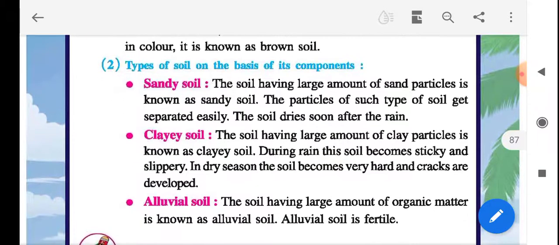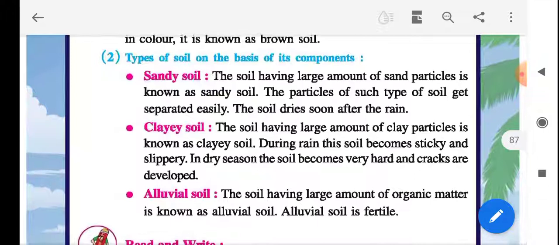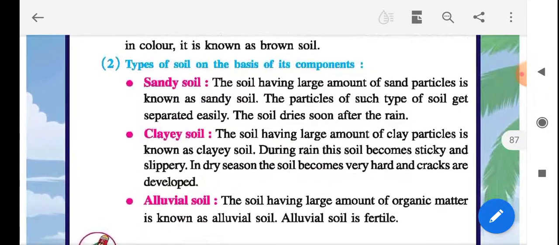Now, based on the components, if there is a large amount of sand particles, then we can say that it is a sandy soil. The particles of such type of soil get separated easily. The soil dries soon after the rain.